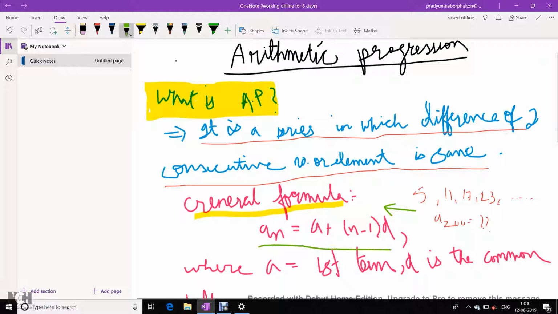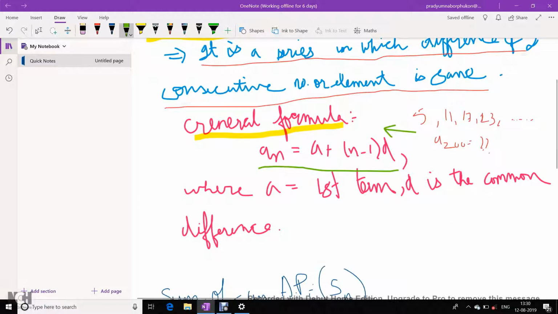An is equal to a plus n minus 1 into d, where a is the first term. Here the first term is 5, and d is the common difference. What is the common difference here? It is 6, right? Here it is 6. Here it is also 6. So on it will continue. d is the common difference, and a is the first term, right?